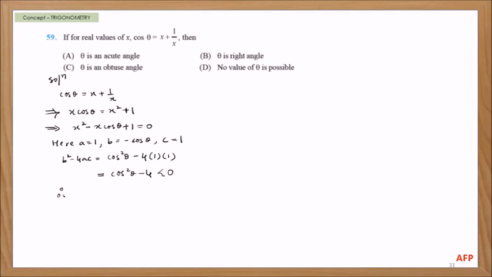So therefore no real root is possible. Okay, so this implies no value for theta is possible. Okay, so this is the answer.